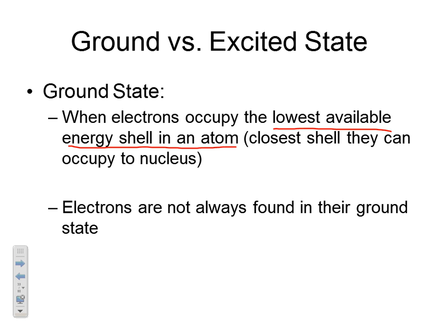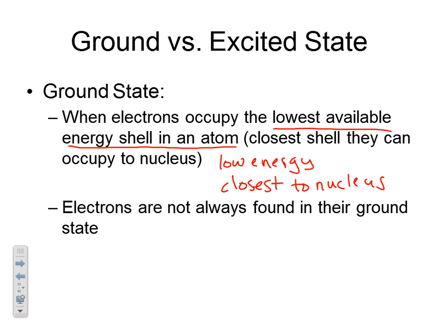So what is the lowest energy, closest to the nucleus shell that they can occupy? Sometimes it's the first shell, but maybe a given electron can't actually get that close because all the other electrons are already there before it. So maybe its ground state is, let's say, the third shell. So our ground state is when our electrons are low energy and as close to the nucleus as they can possibly get. They're very stable when they're in their ground state.